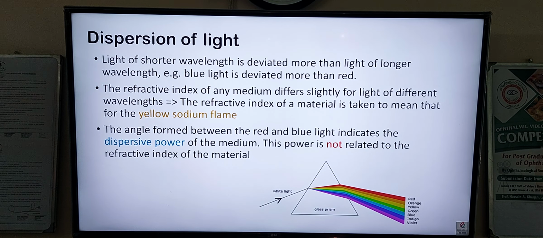The last one is dispersion of light. Light of shorter wavelengths is deviated more than the longer wavelength. जैसे मैंने आपको बताया, the refractive index of any medium differs slightly for light of different wavelengths. And the angle formed between the red and the blue light indicates the dispersive power of the material, of the medium. This power is not related to the refractive index of the material.